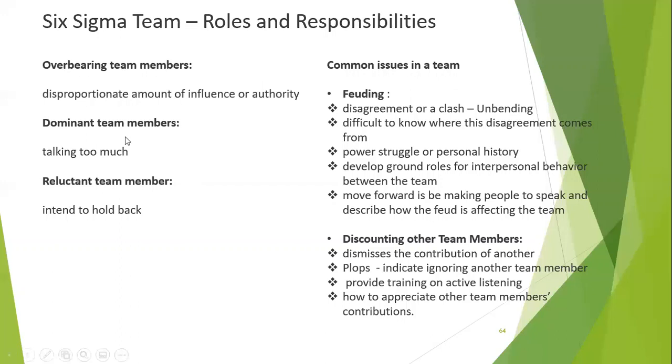And the dominant team member. Some team members will be very dominant. They will not allow anyone to speak; they only speak a lot of the time. I think you all have that problem, right? Someone will always talk. And the reluctant team member, for example, will not adjust for anything. Whatever they are saying, someone has to accept, otherwise they will not bend. These are some of the challenges in the team.